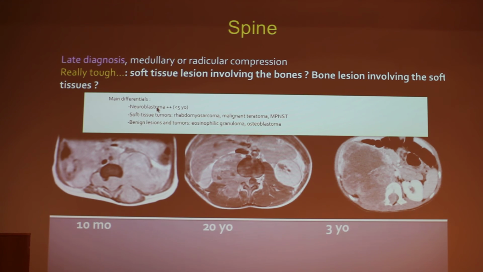Whenever you're dealing with a 5-year-old kid or less, you should always think about the possibility of a neuroblastoma that grows to the adjacent structure. Soft tissue tumors can also mimic malignant bone lesions and spread to the adjacent bone. So these were 3 different examples of pretty similarly looking lesions of both soft tissues and canal.